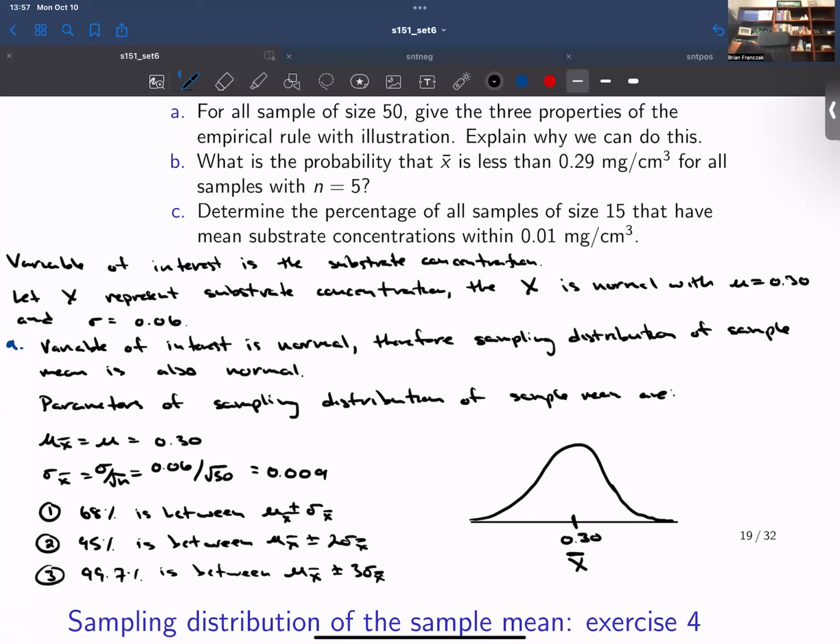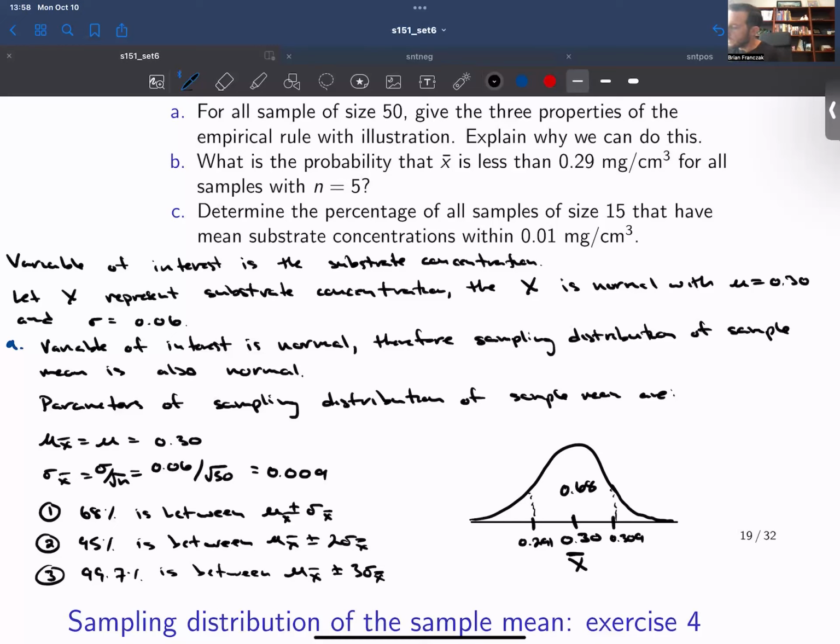Okay, so for example, if we were to go here and here, that's going to be 0.291 and 0.309. 1 standard deviation from the mean. And that means that underneath the curve, we're going to have 0.68 between those 2 points.